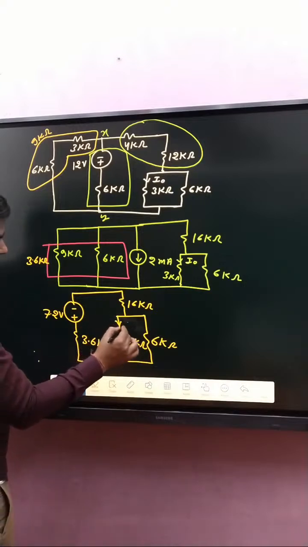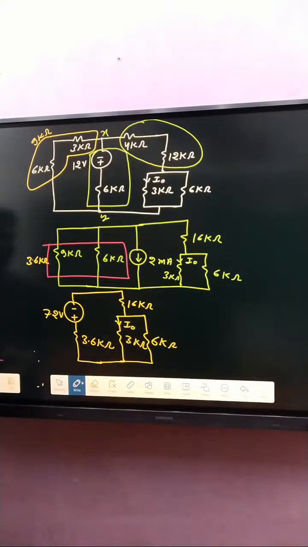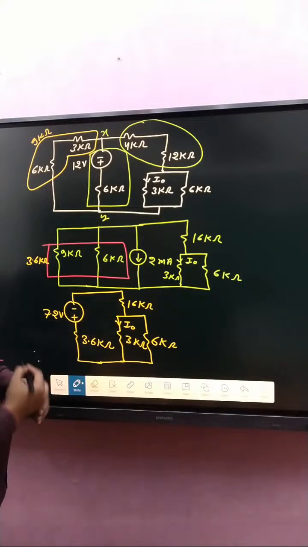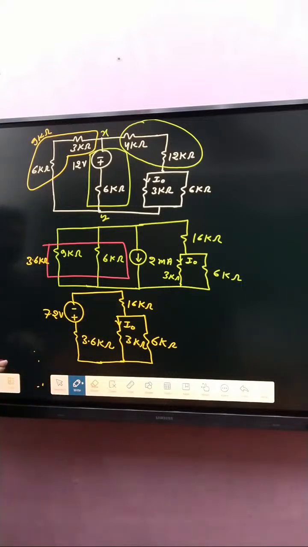Okay, these two are in series. So for the combination of these two, first of all recheck again. That is 6 plus 3, 9, and 9 into 6 divided by 15, then we got 3.6 kilo ohm. Okay, both are parallel, so it's right. After that, 2 into this. Both are adding, then how much do we get? If anyone faced a problem, then tell me.